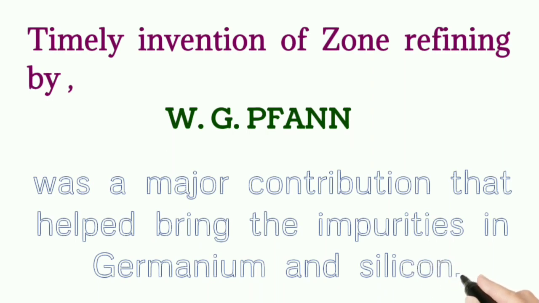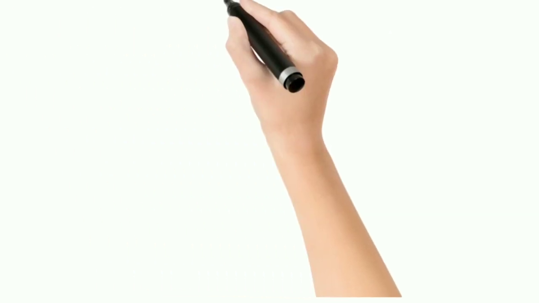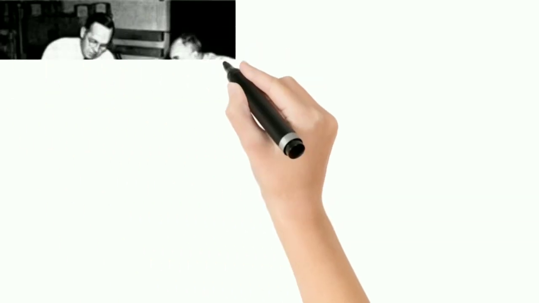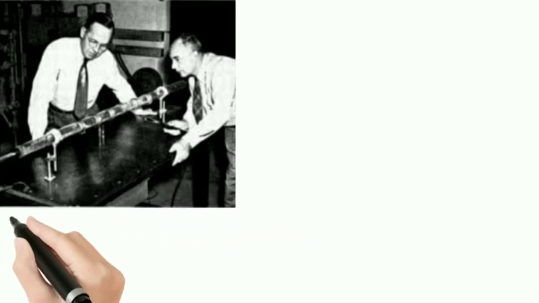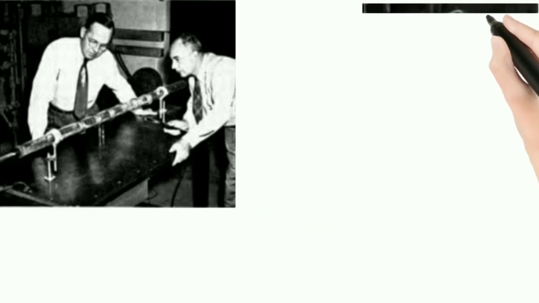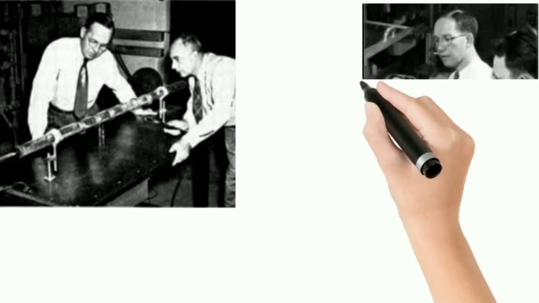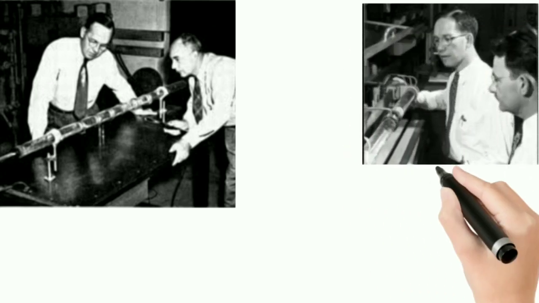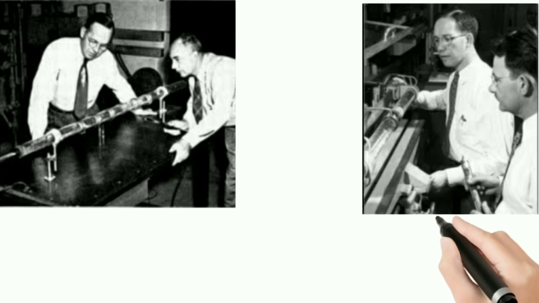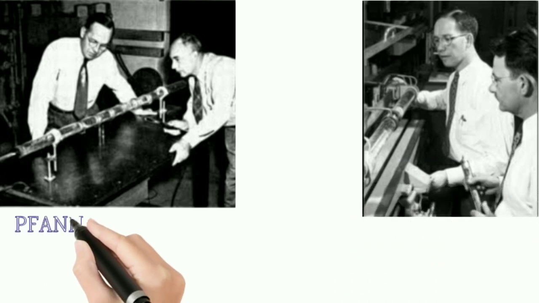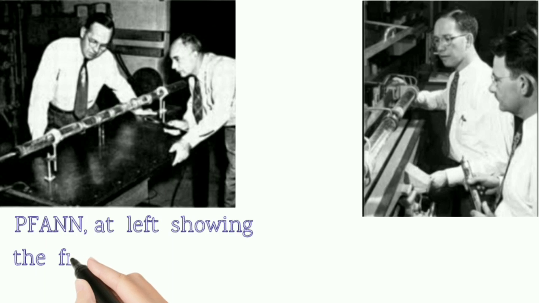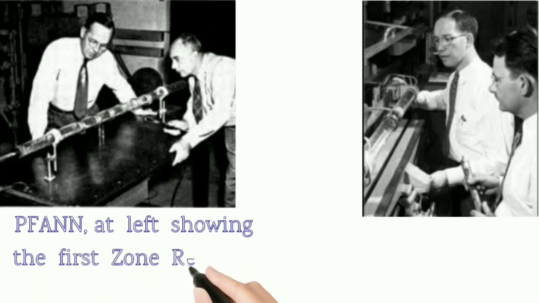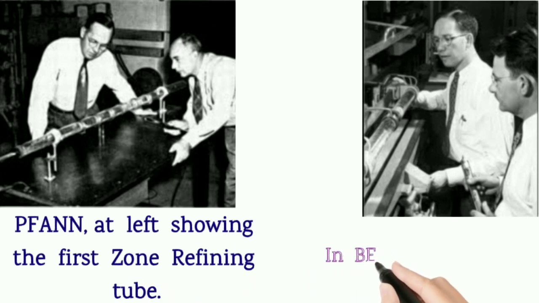So it's a timely invention, keep that in mind. And now let's see how Pfann worked in his laboratory with these zone refining equipments. Here, this is the man, Pfann, at left, showing the first zone refining tube in the Bell Labs in the year 1953. So the person standing on the left side is showing the first zone refining tube, in Bell Labs, 1953.